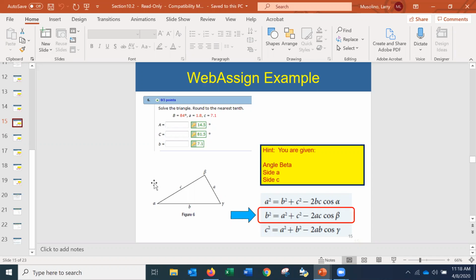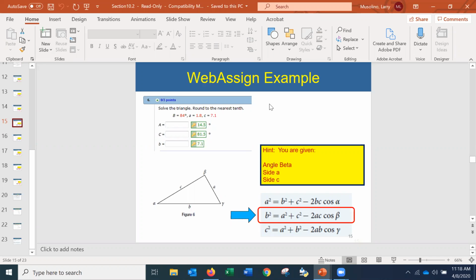All right, well, I could try law of sines. But if I was to try law of sines, you would find it's not going to work because I don't have enough information to plug into law of sines. So I'm going to need to figure out using law of cosines.